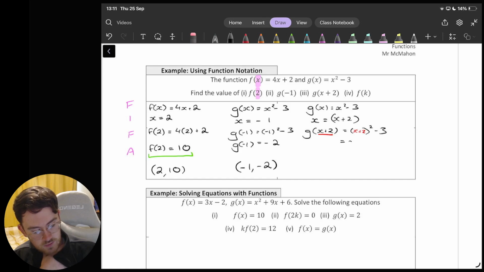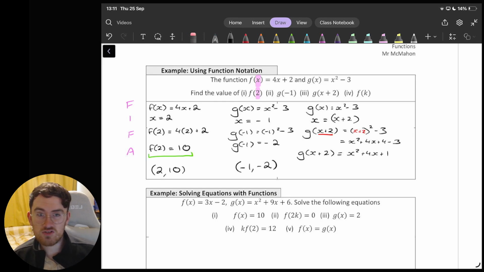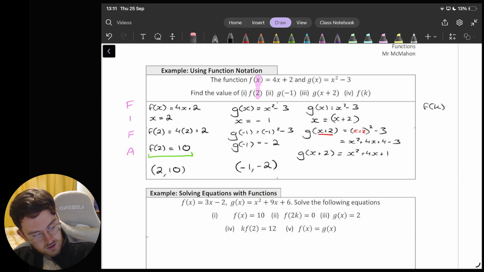I'm not letting myself be thrown off by the fact that it looks a little long-winded. So g of x plus 2 is x squared plus 4x plus 1. So we actually end up with a longer quadratic equation as a result of that. f of k, fairly straightforward there. All they're asking us to do is replace x with k. That's going to become 4k plus 2.